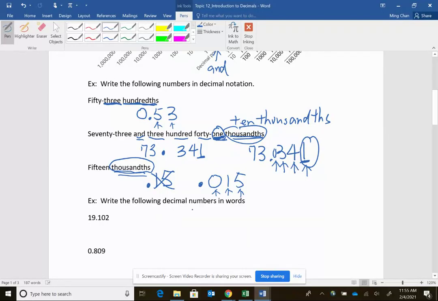Write the following decimal number in words. To know what place value to say, make sure you see what the last digit is sitting on. So 19, the decimal is the word "and," 102.